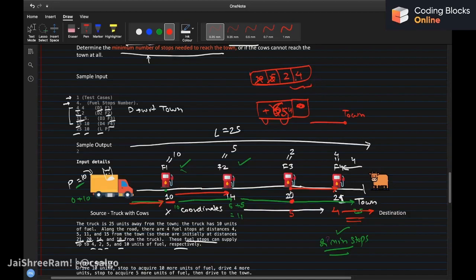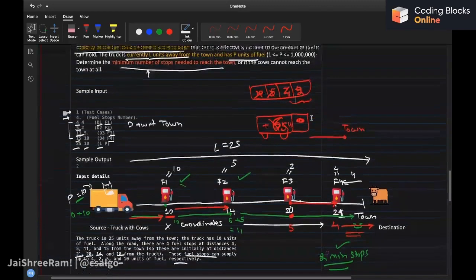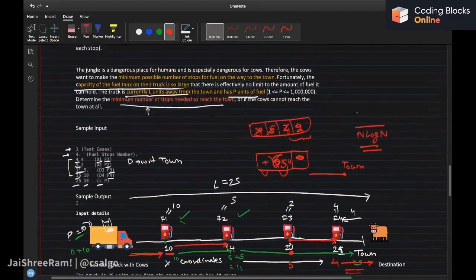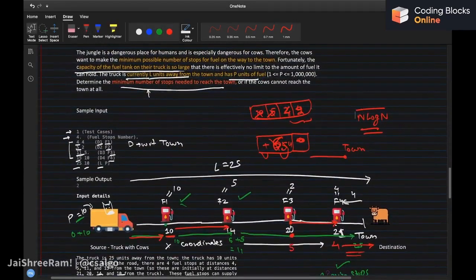And obviously we use the fuel stations which had a larger value. Since it is a priority queue, 4 will come here and 2 will come here due to the heapify operation. So you can solve this problem in n log n time, because of the priority queue. This is about the logic of this problem, and in the next video we will see the implementation.